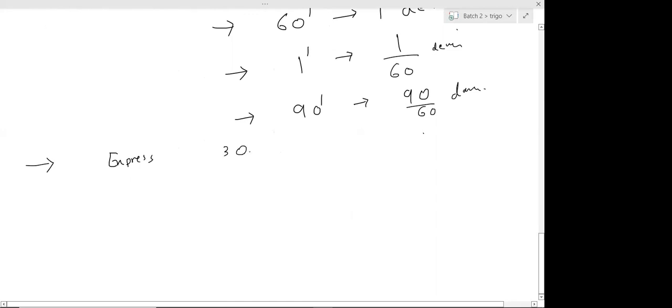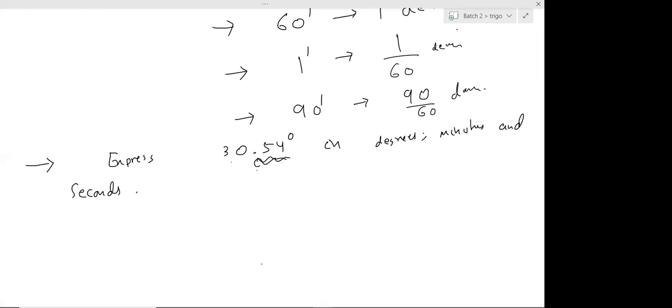Express 30.54 degrees in degrees, minutes, and seconds. All right. In a simple way, you just have to remove this decimal thing. This is already 30 degrees plus 0.54 degrees. So convert this into minutes. And if you again get decimal points, then convert them into seconds. All right. Try this one. I'll give you a few minutes.